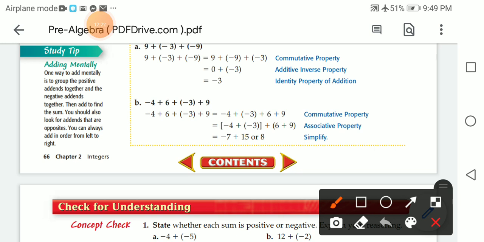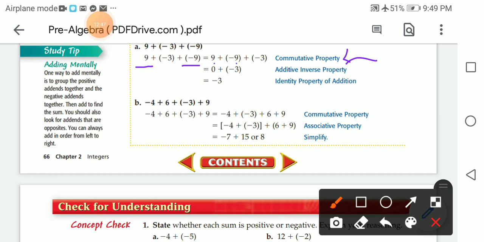What do you notice here, my dear students? We have 9 and negative 9. So what should I do? Change the order of numbers. When you change the order of numbers, don't forget this is called what? Commutative property. So 9 plus negative 9, then I write the negative 3. Why did I do so?